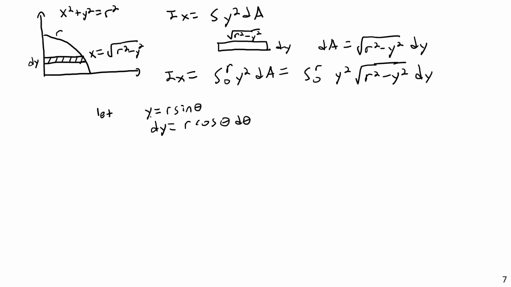Again, if I just take the derivative of this, I will get that dy is equal to r cosine of theta d theta. And then the bounds on this thing, instead of going from 0 to r, if we're doing this in terms of theta, will go from 0 to pi over 2. The integral from 0 to pi over 2.